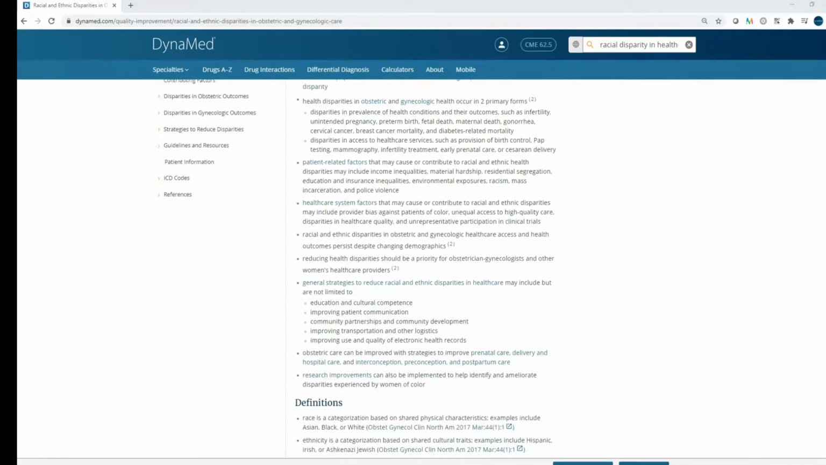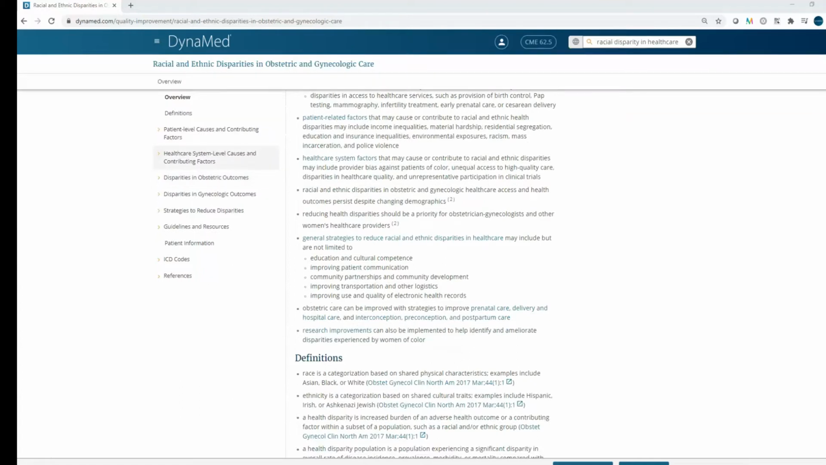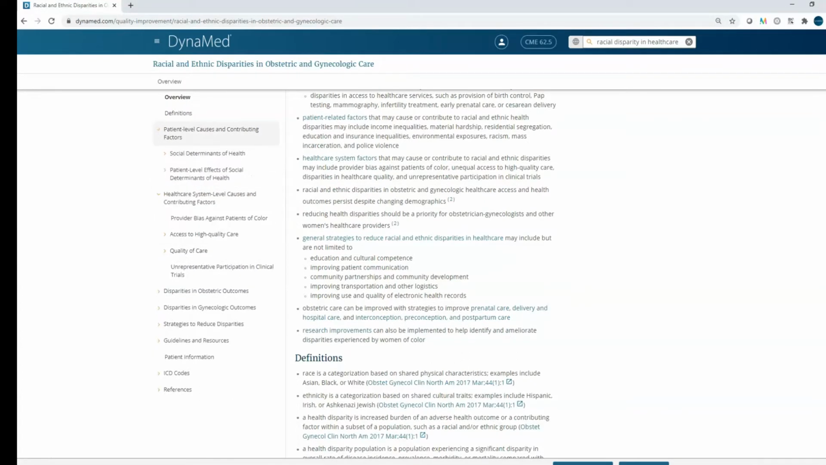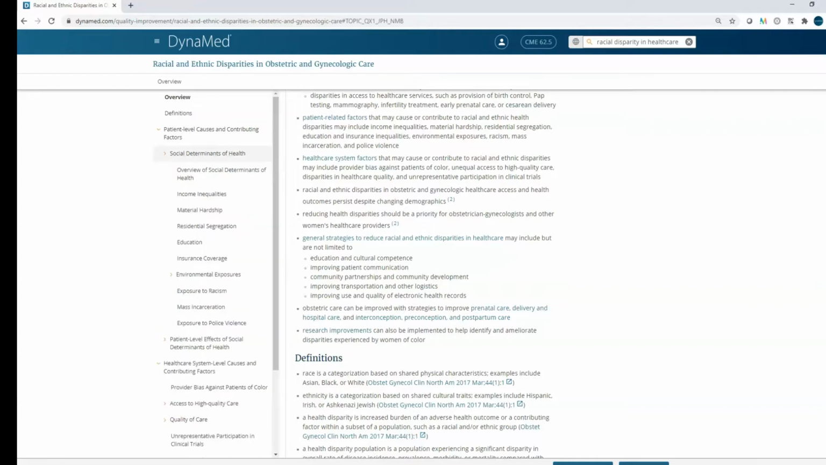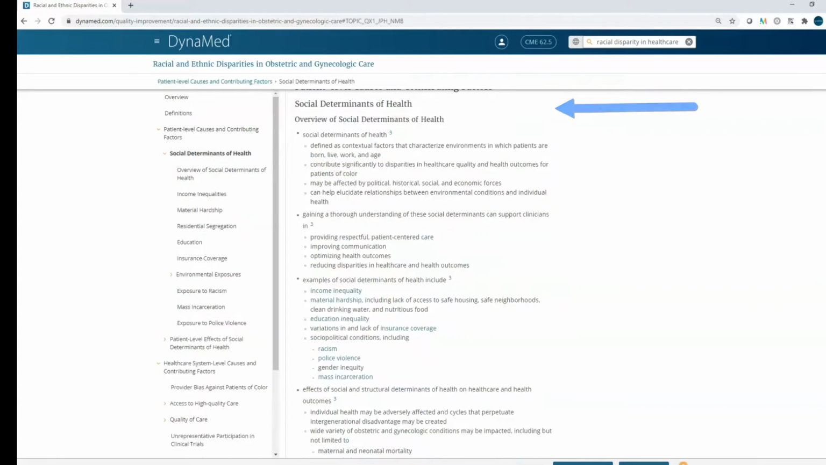So you can read through this article and get a more comprehensive understanding of the research that has been done to examine these racial disparities. For example, what are the contributing factors and how do these disparities manifest themselves here in this particular specialty of obstetric and gynecologic care? You could read more about the social determinants of healthcare or read an article about how insurance coverage and environmental exposures are factors that can contribute to your access to and reception of quality healthcare.